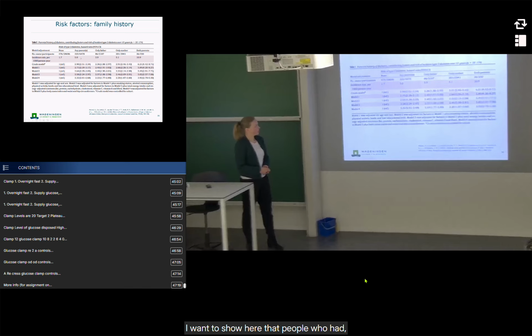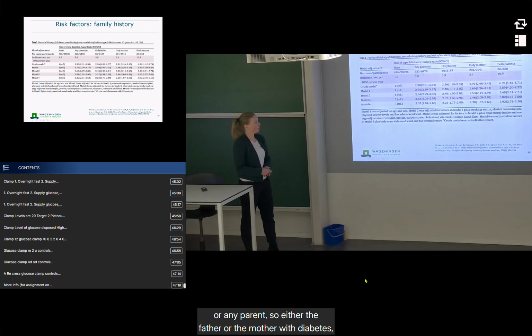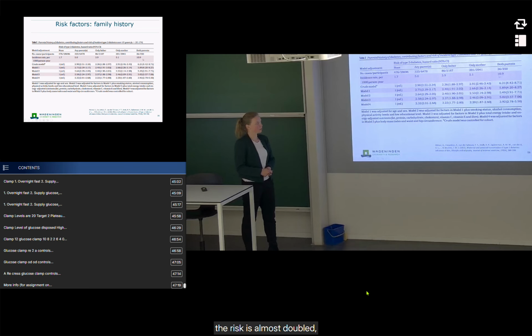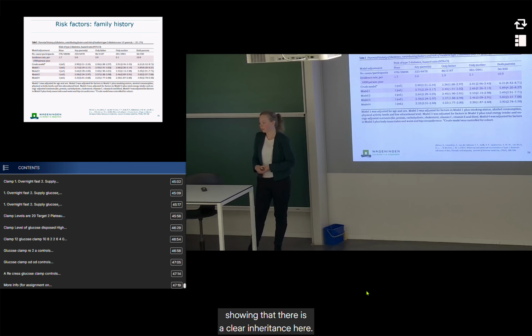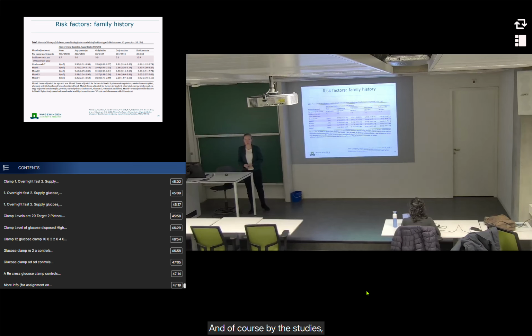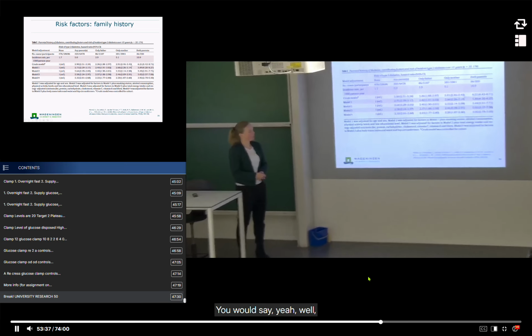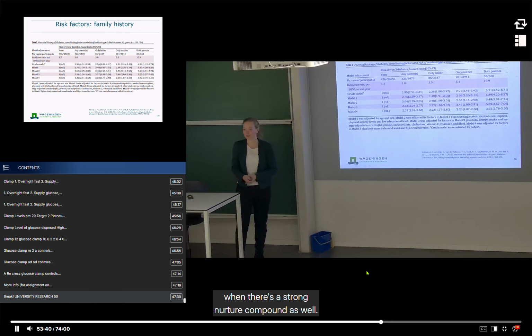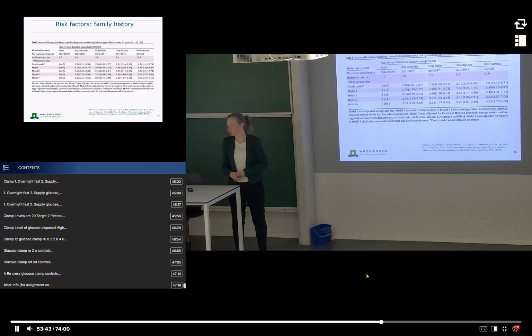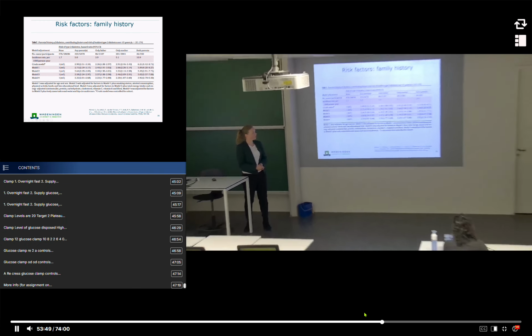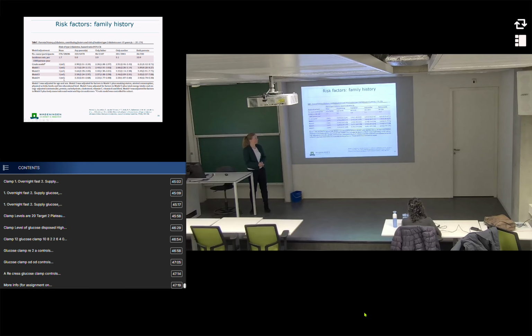And what is shown here is that people who had any parent, so either the father or the mother with diabetes, have an increased risk of getting diabetes type 2. When you have both parents, the risk is almost doubled, showing that there is a clear inheritance here. And of course, by these studies, this is the crude model. You would say, well, maybe it's also what people eat in their homes, where there's a strong nurture component as well. But even if they correct for these factors, you still see that there's a high risk in the people who have two parents compared to people who have no parents with diabetes.